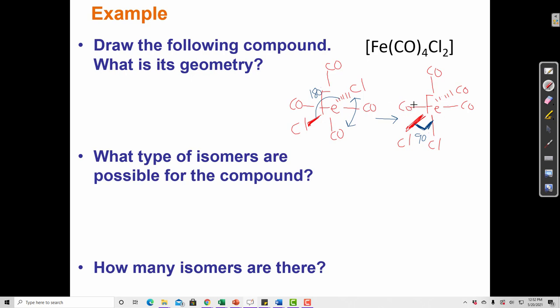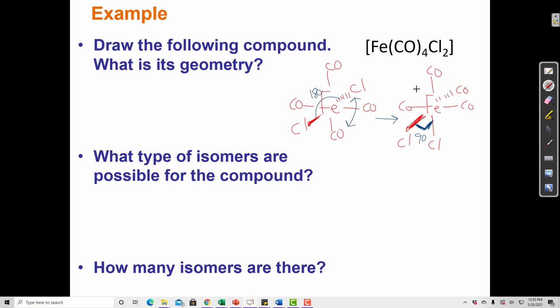Now, if I flip two more of them around, what's going to happen at that point? Well, if I flip any of the COs around, that's not going to matter, right? CO for CO. If those trade places, it doesn't do anything. If these trade places, it doesn't do anything. So I can flip this Cl and this CO, and if I do that, then I would get a Cl and a Cl that are 90 degrees apart, right? Or I can flip this Cl with this CO, and I'd get one that's 90 degrees apart. Or this one with this one, and I'd get two Cls that are 90 degrees apart. So any of those changes would just be recreating this same molecule.